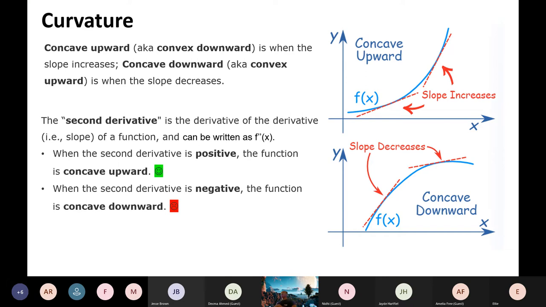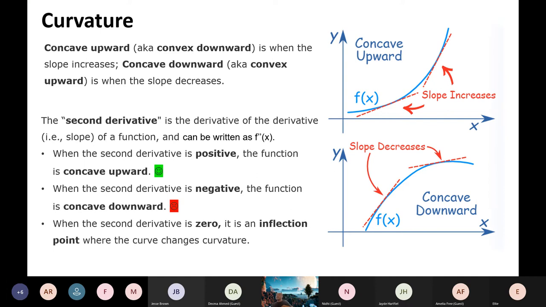It's just kind of lucky coincidence, right? Yeah, we can always get confused by the terminology there. But if we remember the graphs and the happy face, sad face, it makes the memory easier, right? And then what if the second derivative is zero? If the second derivative is zero, that means the curvature is changing at that point. We call it an inflection point.